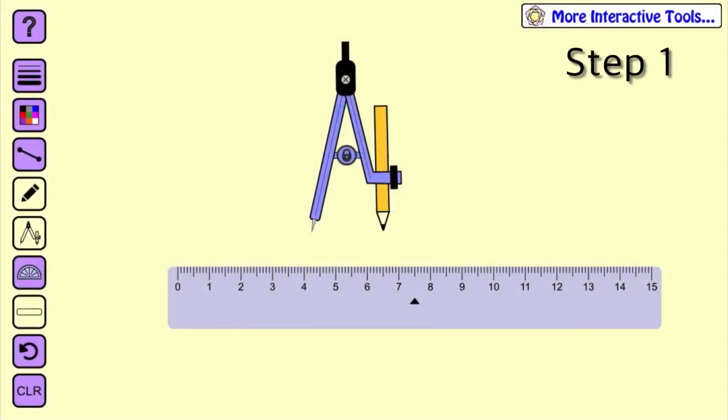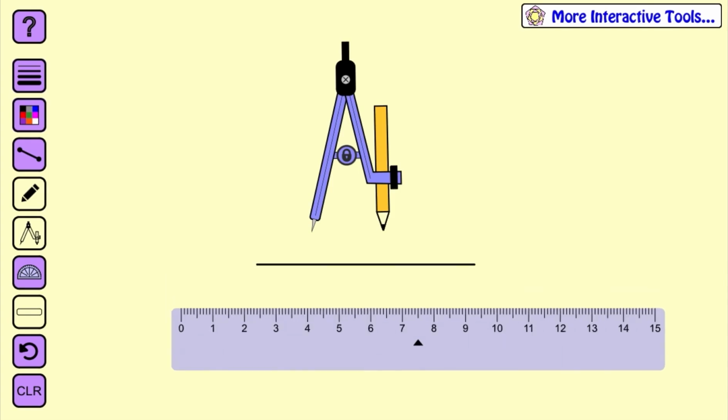Let's start off by constructing a 60-degree angle. I highly encourage all of you to follow along using a paper, pencil, ruler, and compass. So the first step is to construct a straight line using your ruler. That looks something like this. Let's call this line AB, with A being over here and B being right over here.